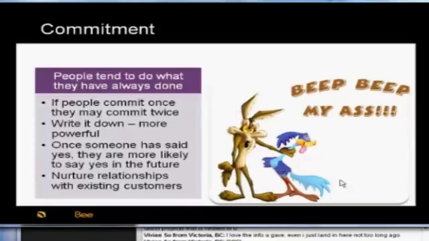So one of the things you're trying to do when you're building your sales copy, your messages, is get people to commit to doing something.